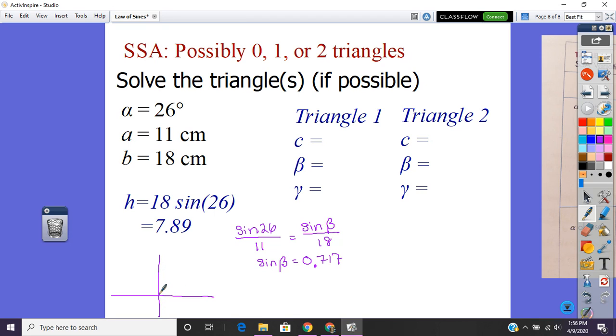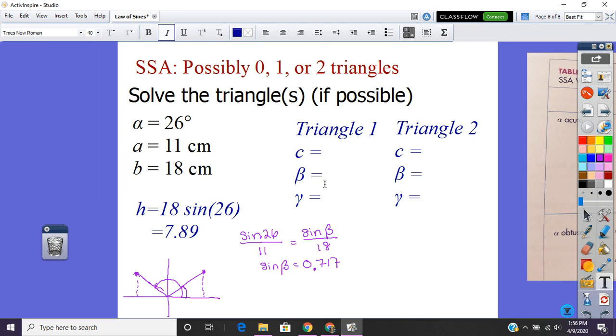remember sine is our y value. So these two things have pretty much the same y value. One beta will be this, the other beta will be this. So once again, like I said, it's 180 degrees minus this original angle. But let's go ahead and figure out what this beta is. So our first beta, write it in here, is 45.8 degrees.